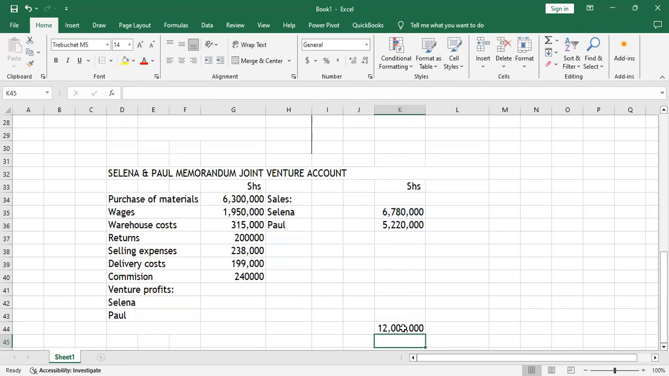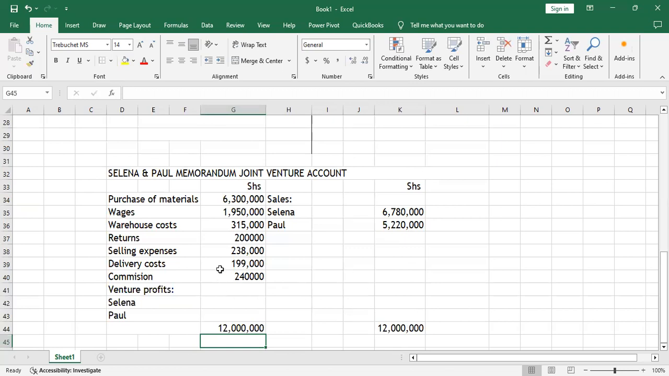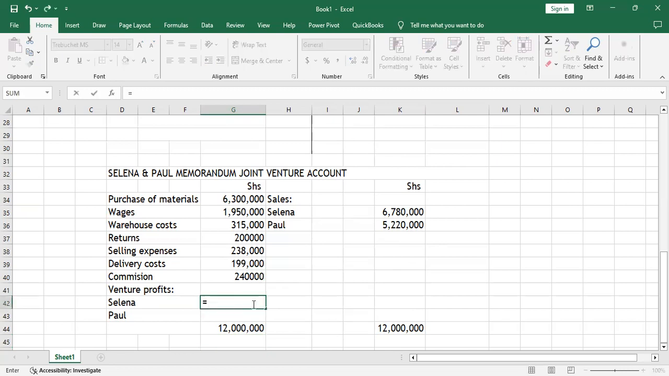So the total sales figure is this. Then you also have to put this here, because in this case the credit exceeds the debit. The credit side is bigger, so there will be a profit. But how much is that profit? So that profit has to be shared.